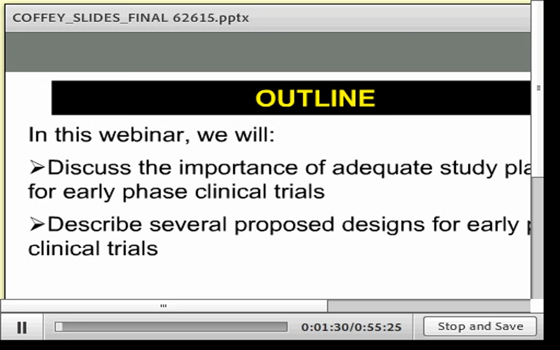What I'm generally going to do today is first talk about the importance of adequate study planning for early phase clinical trials. That seems almost like a no-brainer, but there are some really important aspects that you have to address. In particular, I want to spend some time discussing the most common issues that come up in working with investigators to develop early phase trials. Then I'll spend the remainder of the talk on several proposed designs that can be used for early phase trials. Obviously, the designs are going to vary quite a bit depending upon where you are in the development process.